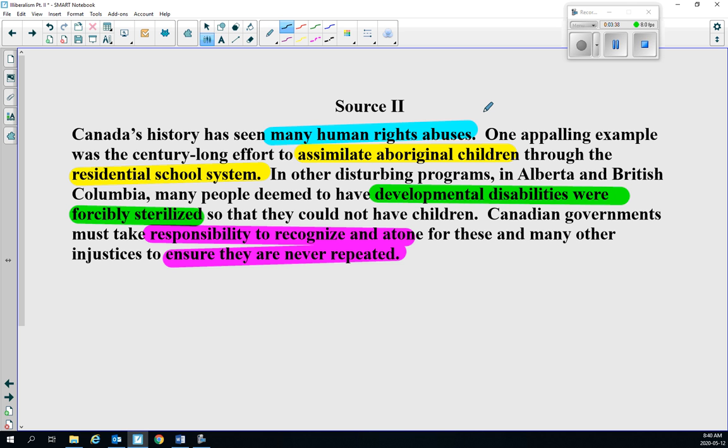We're talking about 1960s, 1970s. And if you had already looked over the eugenics article that I gave you to read, you could bring a lot more to the table too. And finally, the source ends with, the Canadian government's got to take responsibility. They need to atone for what they've done. And so talk about what that would mean. What does it mean to take responsibility? What does it mean to atone?